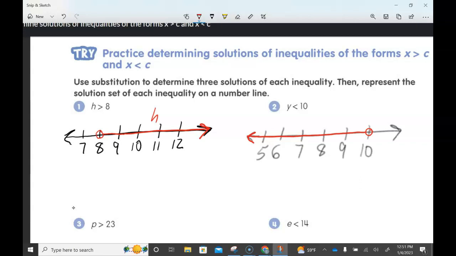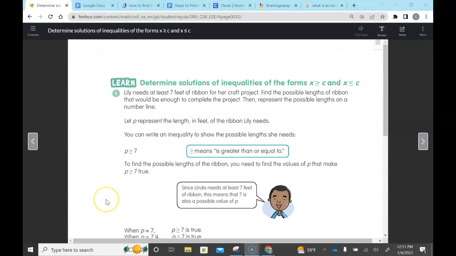So this is how you would represent this inequality on a number line of y is less than 10. So now we're going to take a look at the next part of the lesson on page 87. It says determine solutions of inequalities of the forms of x is greater than or equal to a number and x is less than or equal to another number.